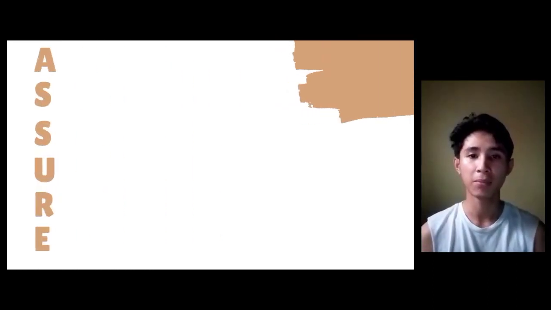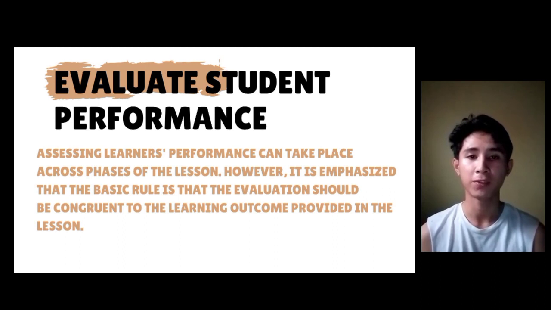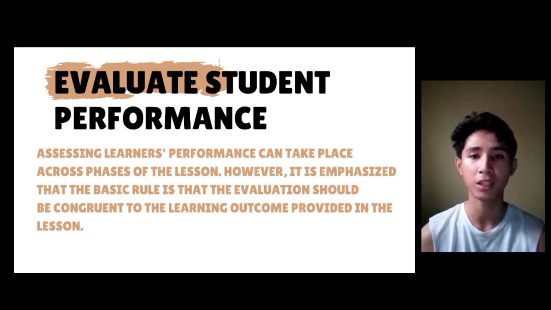In terms of the sixth and last element, evaluate students' performance. In this step, you evaluate the impact of your teaching on student learning. Assessing learners' performance can take place across phases of the lesson. However, it is emphasized that the rule is that the evaluation should be congruent to the learning outcome provided in the lesson. This part will assist you in determining whether the objectives met your plan, whether the students reached the objectives, as well as improving the lesson, particularly in addressing the weakness in your presentation, whether your choice of media and materials are good ones, and the effectiveness of these tools.